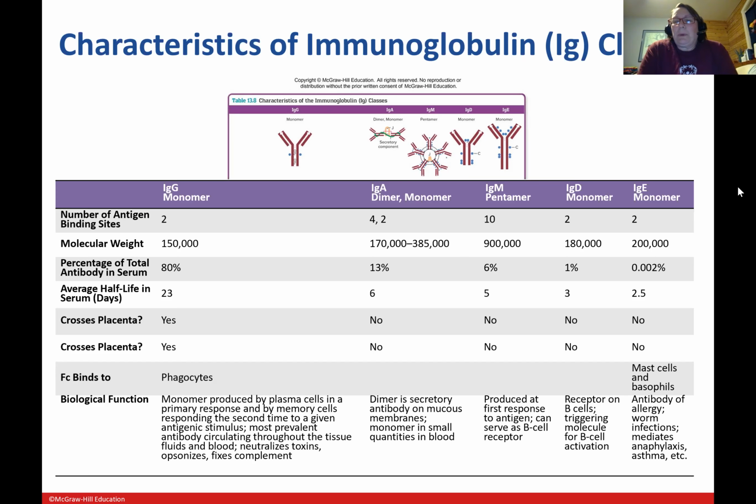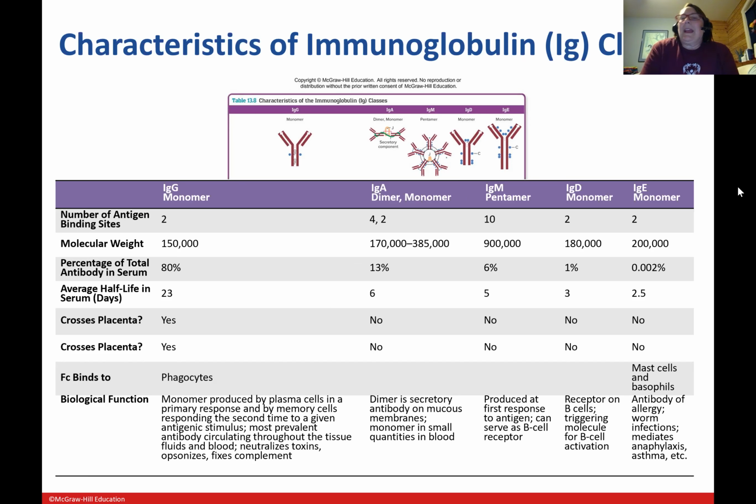Okay, the second most common antibody in the blood, at about 13%, is the IgA, which we just talked about. It comes in a monomer as well as a dimer form. It's about 13% of total antibodies in the serum, and has an average half-life of about 6 days. This and every other one that we're going to talk about does not cross the placenta. That's pretty much exclusively IgG. And the dimer is the secreted antibody on mucous membranes. And the monomer is found in smaller amounts in the blood.